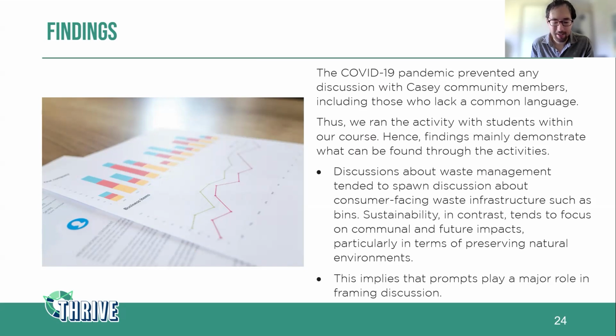We ran 2 tests, one based on waste management questions and another based on sustainability questions. And in both tests, we found that discussions around waste management tended to spawn discussion around consumer-facing waste infrastructure, such as bins. Sustainability discussions, in contrast, tended to focus on communal and future impact, particularly in terms of preserving natural environments, which implies that prompts play a major role in framing discussions.